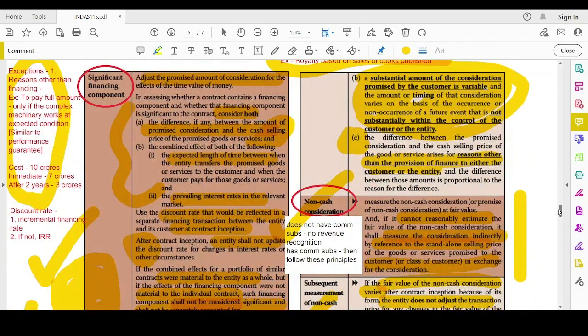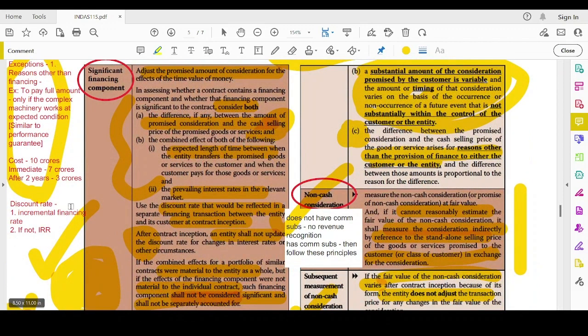The standard clearly says that it could either be an incremental financing rate, or if incremental financing rate could not be identified, then it has to be internal rate of return. What does incremental financing rate state? It states the incremental borrowing rate. If an entity goes now and borrows a similar amount from a bank or a financial institution, what is the additional borrowing rate the company has to pay? That will be known as incremental financing rate.